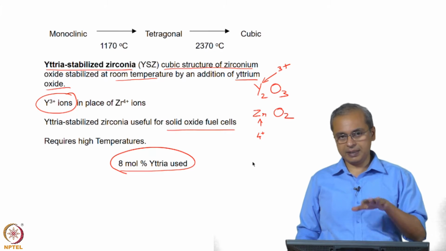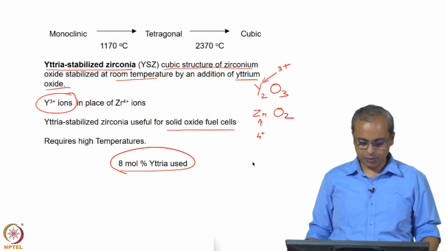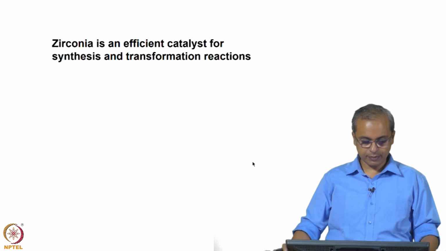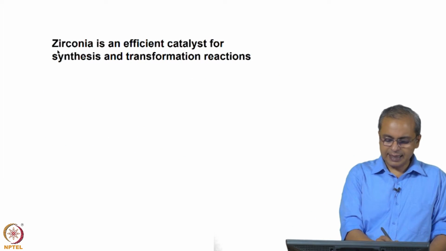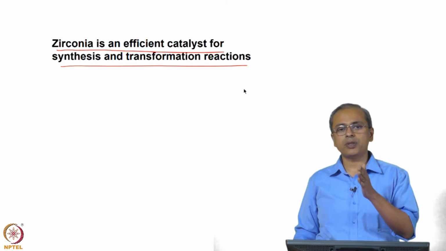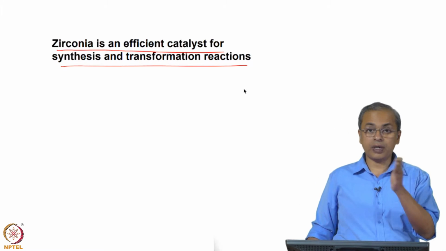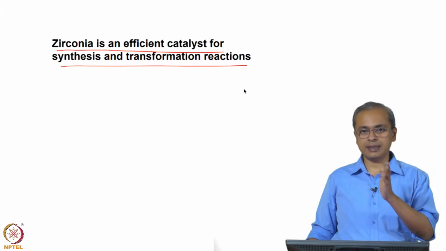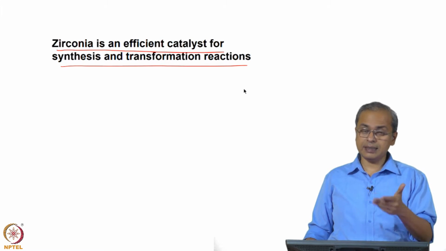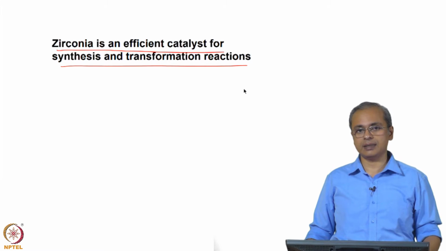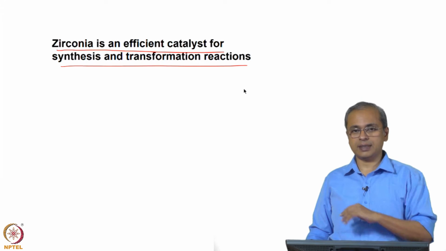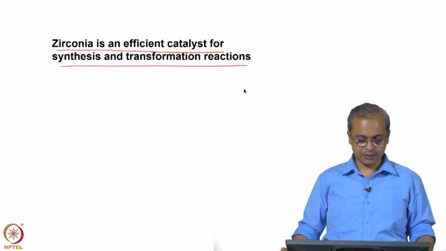It is used in multiple places. This is just an example, and I will touch upon it again as we go through the discussion. It is also an efficient catalyst. So, it is quite stable, and it is able to catalyze a number of organic reactions. At fine enough particle size, it has enough surface energy that it is able to catalyze a number of organic synthesis reactions. So, zirconia is used as a catalyst in a number of applications.